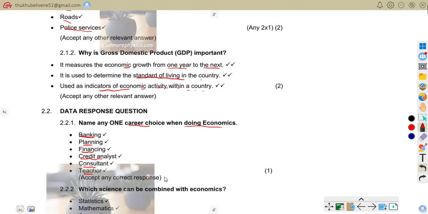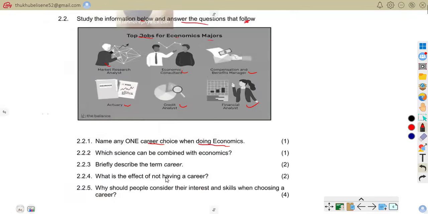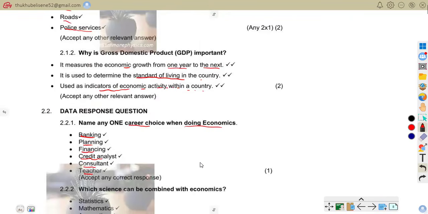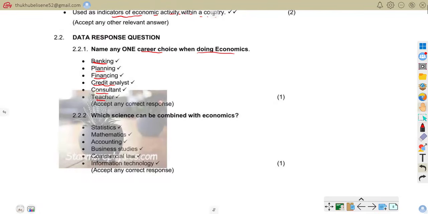So now let us go to 2.22. Which science can be combined with economics? We're talking about sciences combined with economics, and then we go straight to our answers. So here we are on our answers. Which science can be combined with economics? So we can talk of statistics.